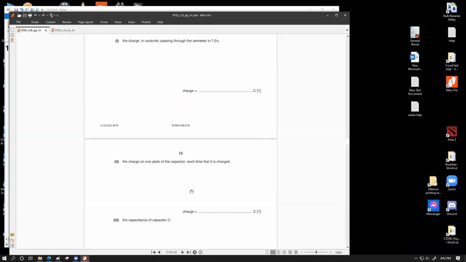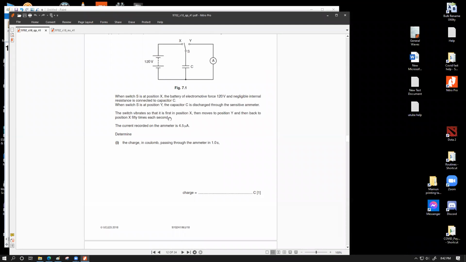Sir, why? The switch vibrates so that it is in the first position X, then moves to position Y, and then back to position X 50 times each second, which means this switch is flickering back and forth 50 times each second. Whatever the current that you're recording over here is a total coulomb per second, the total amount of charge passing over 1 second. But within this 1 second, this capacitor is charging and discharging 50 times. So whatever the amount of charge this capacitor is sending through the ammeter in a 1 second duration, it is charging and discharging 50 times within this 1 second duration, right?